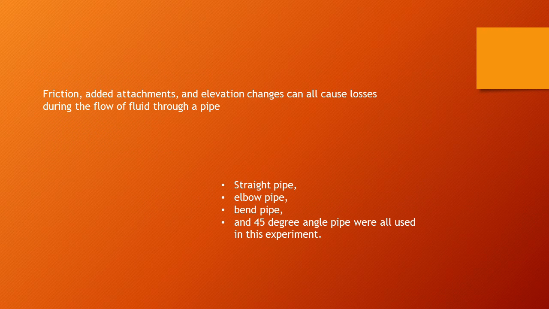Next, we can say that friction, added attachments and elevation changes can all cause losses during the flow of fluid through a pipe. And the pipes that we have used are the straight pipe, elbow pipe, bend pipe, and 45-degree angle pipes, which are all used in this experiment.